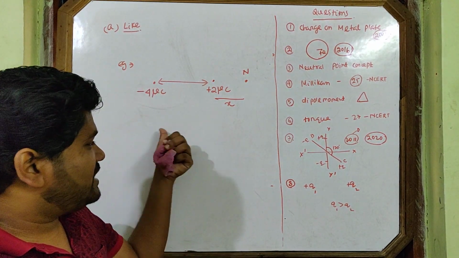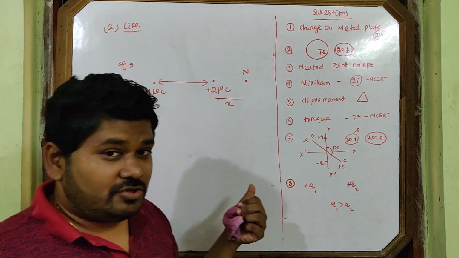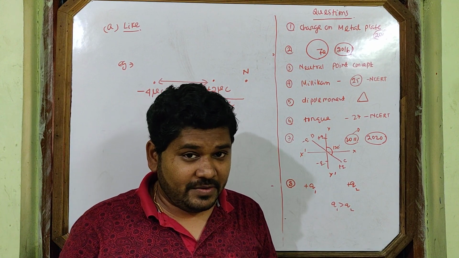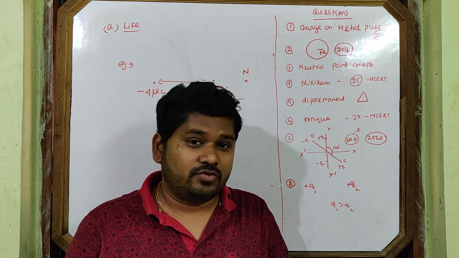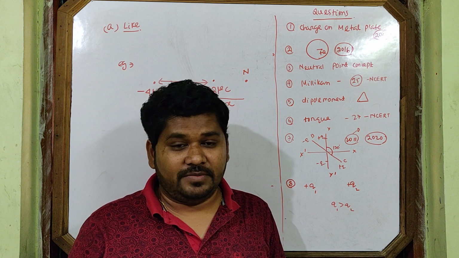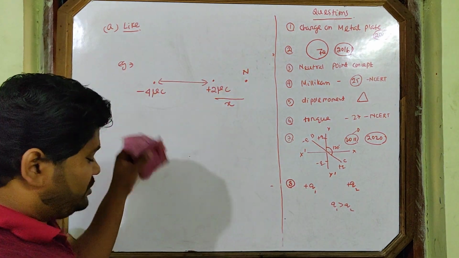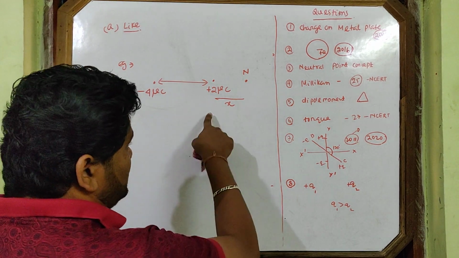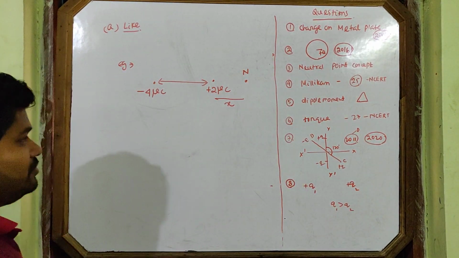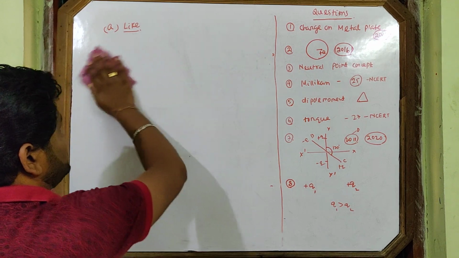Then just equalize their intensity. And don't do square, I am again repeating. Just do the square root. If you do square, you will get a quadratic equation which will be difficult to solve. So these are the questions based on neutral point. Now you are able to do the questions on neutral points.